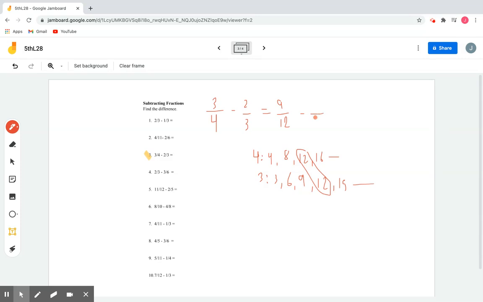And then for this fraction, I need to multiply by 4, right? Because 3 times 4 is 12. So I'm going to multiply 4 to the numerator. So 2 times 4 is 8. So I'm going to have 8 here. So 9 minus 8 is 1, right? So the final answer will be 1 over 12. Okay.